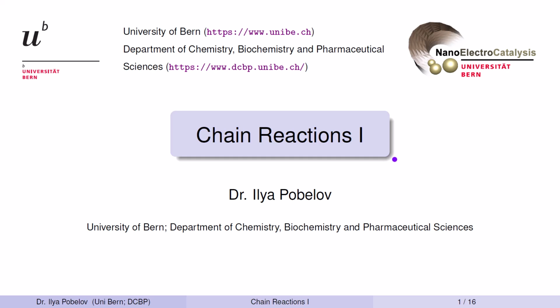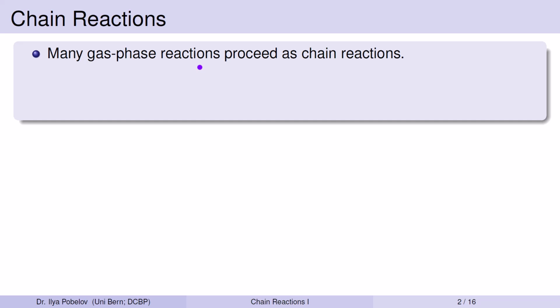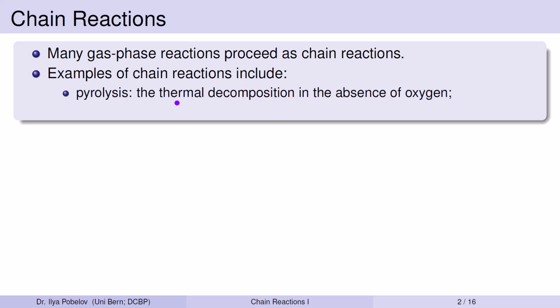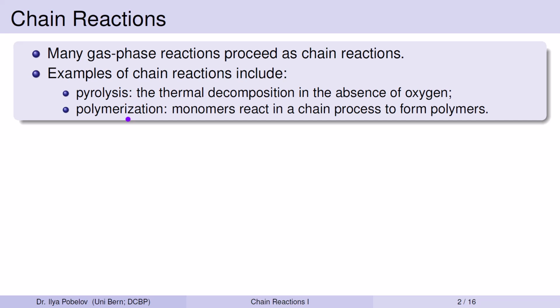In this module, we will discuss chain reactions as an example of complex reactions. Many gas phase reactions proceed as chain reactions. Examples of chain reactions include pyrolysis, the thermal decomposition of chemical substances in the absence of oxygen, and polymerization reactions, where monomers react in a chain process to form polymers.